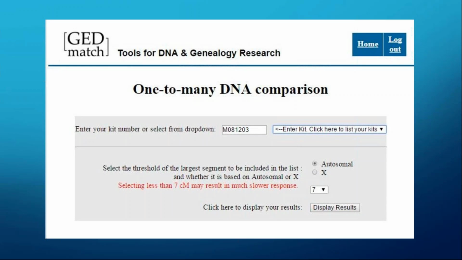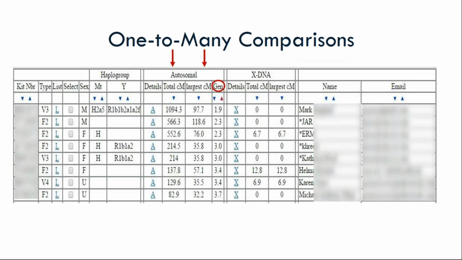Most people start with a one-to-many comparison. What happens with this utility is that you put in a kit number. In this case, I've listed mine. And then you have choices about whether or not you want to compare autosomal results or X results. We're going to talk about the autosomal results right now. If you notice, they have a 7 centimorgan default setting. You don't want to go lower than that because, first of all, it'll increase the number of results you have. They're not likely to be genealogically significant results, and so you just probably want to leave it at the default setting when you're starting out, and then the results will come up in a chart that looks like this.